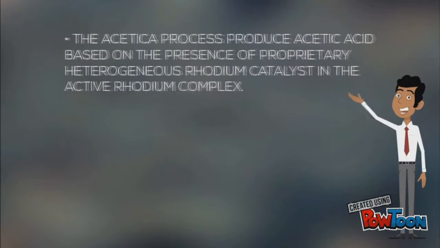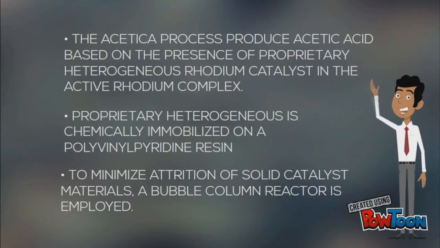The Acetica process produces acetic acid based on the presence of a proprietary heterogeneous rhodium catalyst in the active rhodium complex. The proprietary heterogeneous catalyst is chemically immobilized on a polyvinylpyridine resin. To minimize attrition of solid catalyst material, a bubble column reactor is employed.